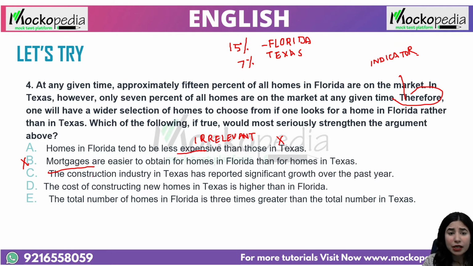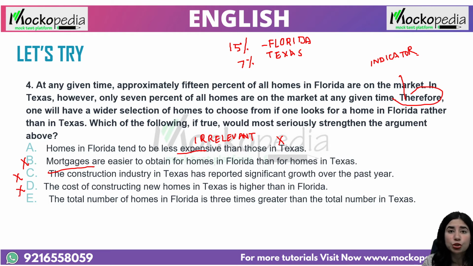Now, let's come to C. The construction industry in Texas has reported significant growth over the past years. So, again, how is the growth happening? We are not concerned. So, irrelevant to the context, it goes out. The cost of constructing new homes in Texas is higher than in Florida. Again, the cost aspect is irrelevant.